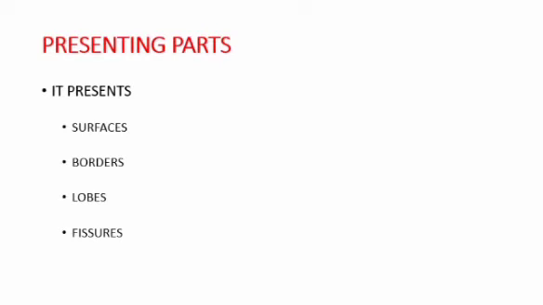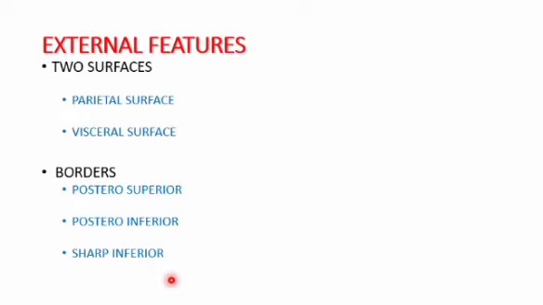So coming to the presenting parts of the liver. You are aware of organs you have seen, like lung and heart in the thoracic region. Any organ will have some presenting parts. Here the liver also consists of surfaces, borders, lobes and fissures. Among these, in this class we are going to deal with the surfaces as well as the borders. Fissures and lobes, the remaining topics, we will discuss in the next class.